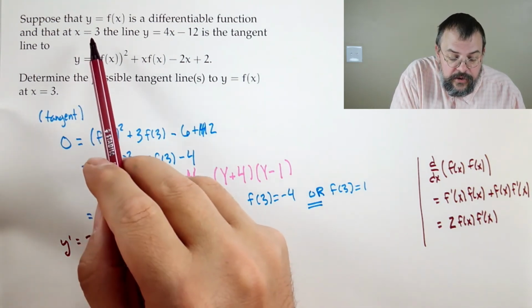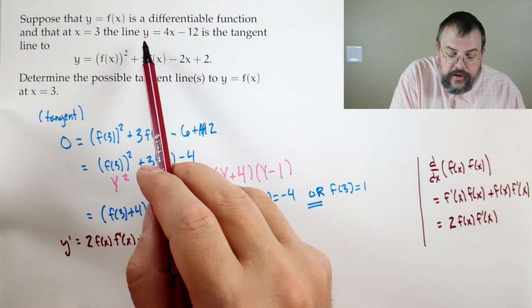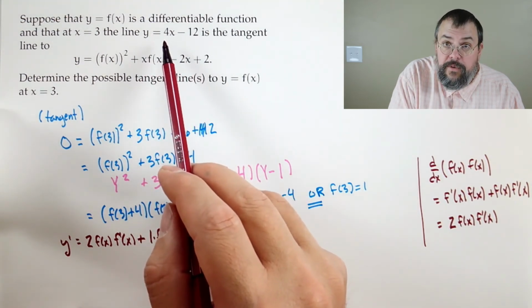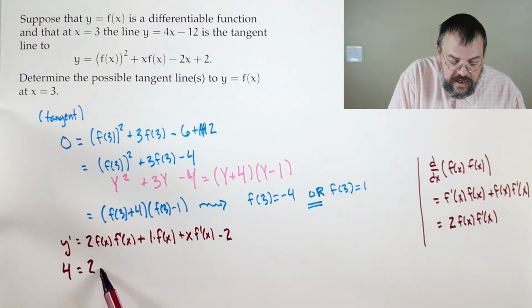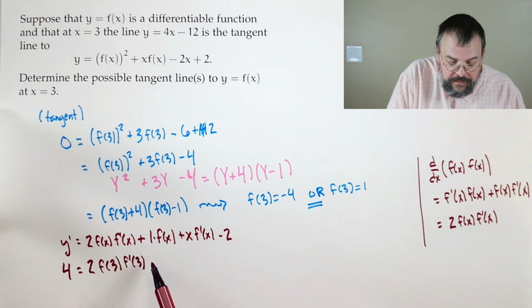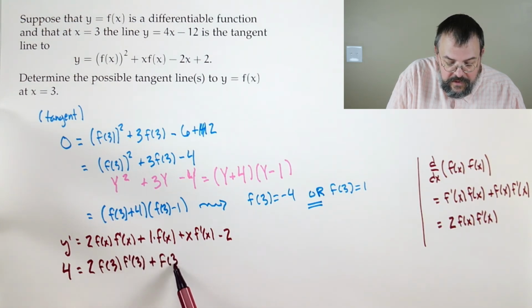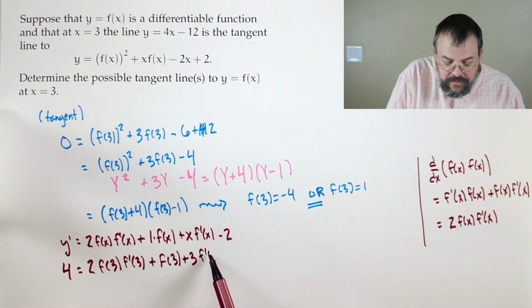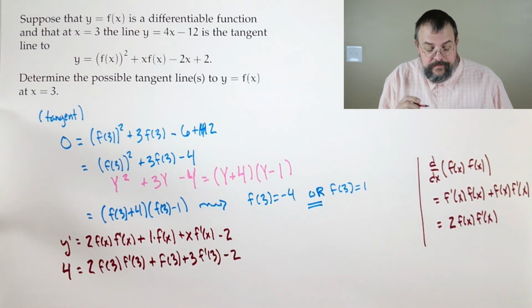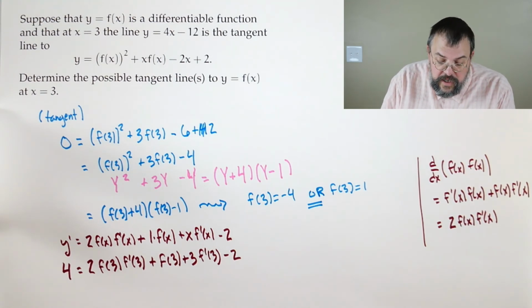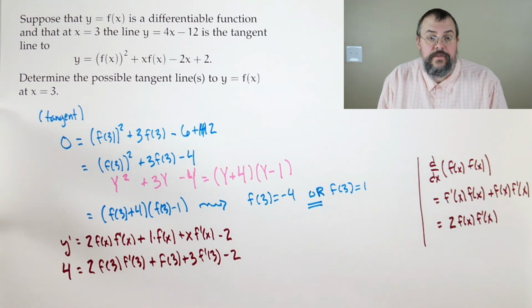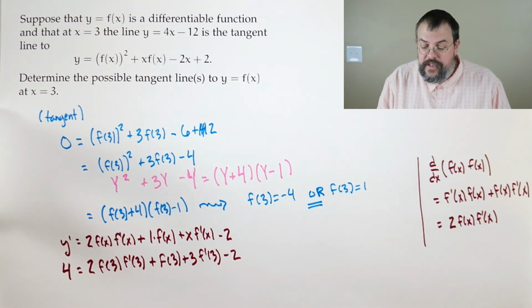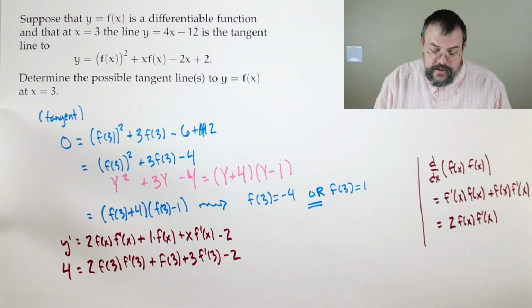Now, we plug in what we know. We know at 3 that the value has to be the slope of the line, which is 4. So 4 is equal to 2 times f of 3 times f prime of 3 plus f of 3 plus 3f prime of 3 minus 2. Now, at this stage we say, well, hey, we have two possibilities for f of 3. So let's just sort of explore those two possibilities. So let's start with our first possibility.